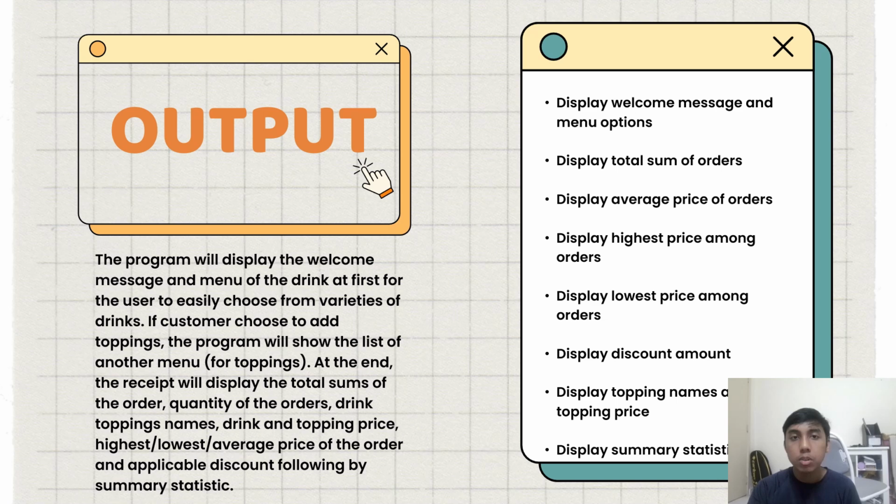This is our output, which consists of displaying a welcome message and menu options, displaying the total sum of orders, displaying the average price of orders, displaying the highest price among orders, displaying the lowest price among orders, displaying the discount amount, displaying topping names and total topping price, and lastly, displaying summary statistics.